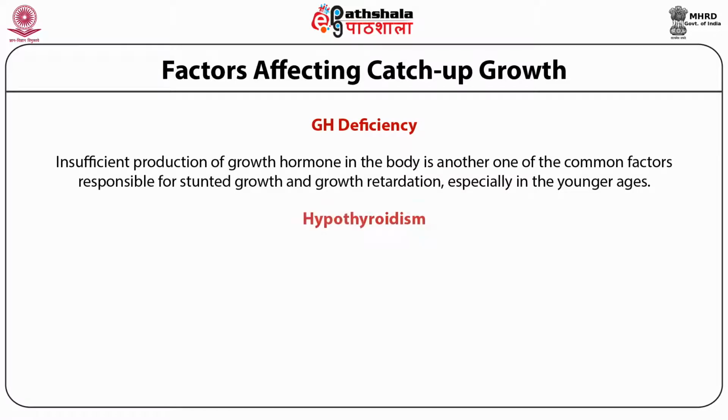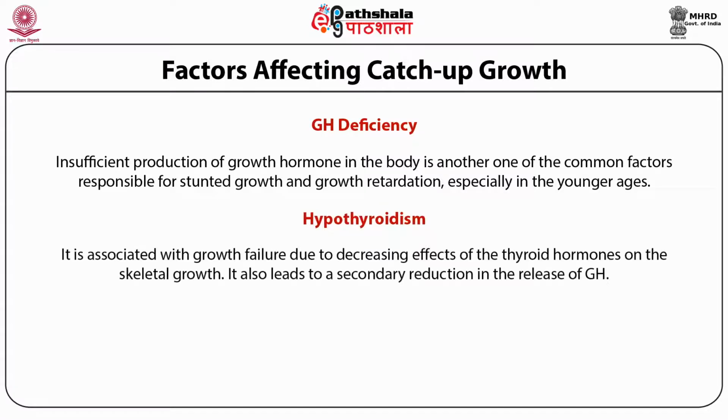The next is hypothyroidism. It is associated with growth failure due to decreasing effects of thyroid hormones on the skeleton growth. It also leads to a secondary reduction in the release of growth hormone. However, if treated properly at right time, the growth rate can pursue its original rate, ensuring positive catch-up growth. We discussed the last factor that affects catch-up growth. It is intrauterine growth retardation.